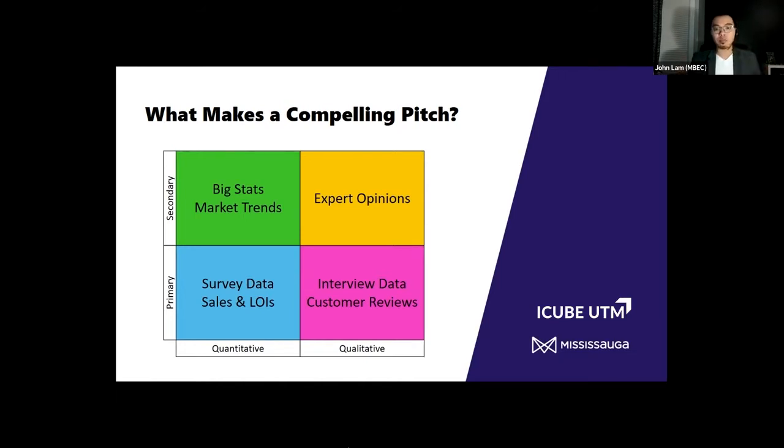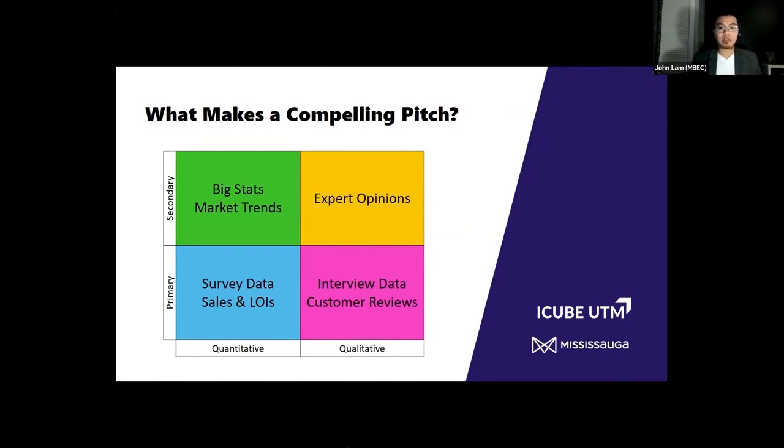You also need the primary data, right? If you just have the primary data and don't have the secondary, then people are wondering, okay, well, what context are you playing in? Is there actually a market, right? So they might be confident in you, in your venture, but they might not see the bigger vision, right? So it's important to have the primary and the secondary.